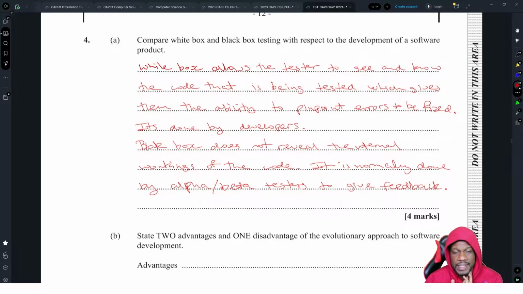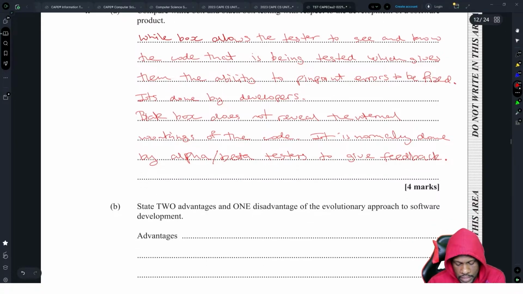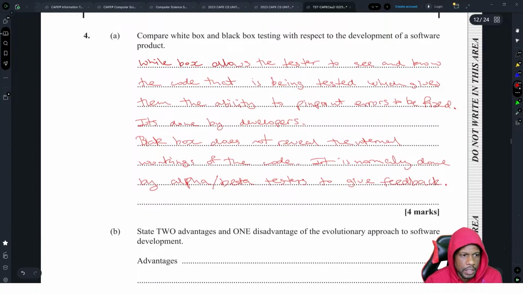So the only thing I can think of that will add to the 4 marks would be the people who do the testing. So done by developers. Black box doesn't reveal the internal workings of the code. It's usually done by alpha testers and beta testers to give feedback. That's what I think. But this question has been stretched to make it into a 4-mark question.